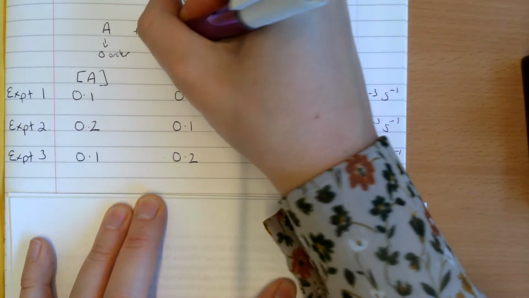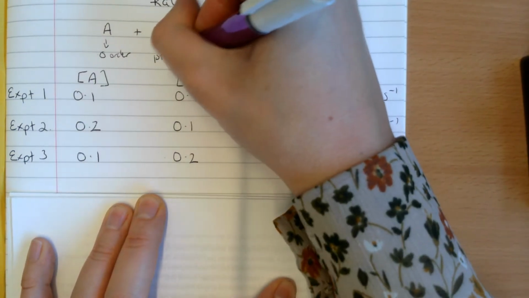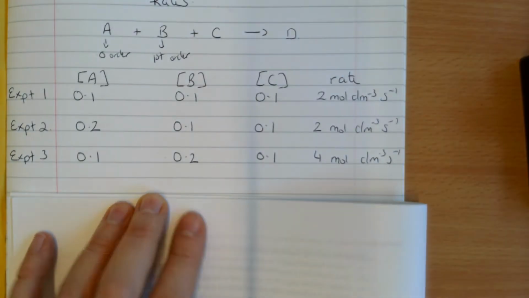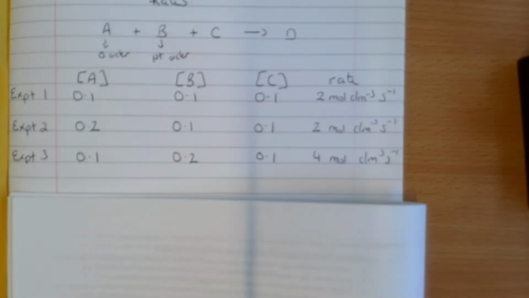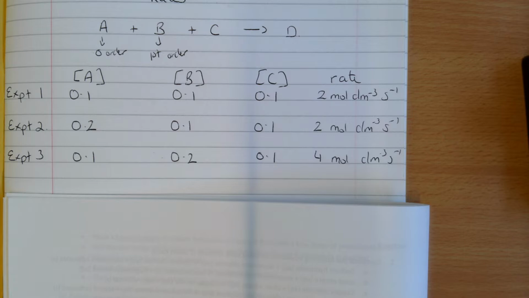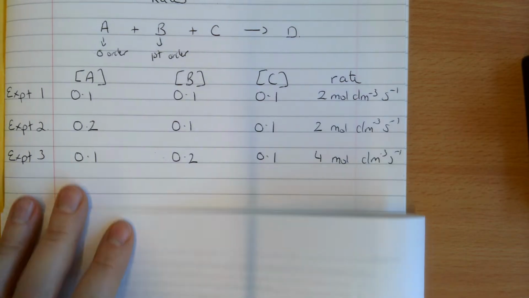For B, then, I can say that it is first order. That means whatever I do to the concentration of B, the same thing will happen to the rate. If I triple the concentration of B, I will triple the rate. If I halve the concentration of B, I will halve the rate.